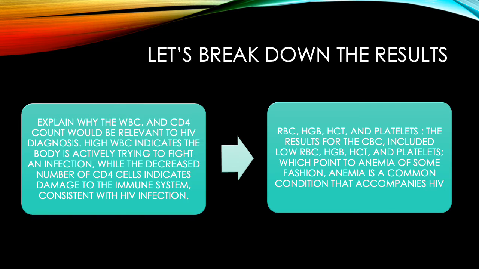We're going to look at the RBC, the hemoglobin and hematocrit and platelet counts included in the CBC. So the low red blood cells, low hemoglobin, and low hematocrit all point to anemia of some fashion, and anemia is a common condition that accompanies HIV, which could also explain in itself some of his symptomology, the feeling weak, the just kind of feeling run down. But we'll go on to some further testing that's needed in the next slide.